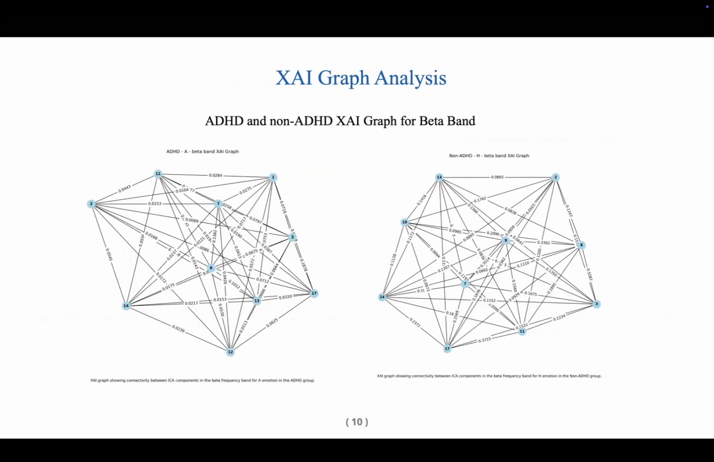The XAI graphs here provide a detailed visualization of connectivity patterns for the beta frequency band across ADHD and non-ADHD groups. The graph on the left represents the ADHD group, while the one on the right shows the non-ADHD group. These graphs highlight coherence value between XAI components, illustrating how neural circuits interact. Notably, the ADHD group exhibits distinct connectivity patterns with reduced coherence in some connections, suggesting potential impairments in cognitive control and emotional regulation. These findings reinforce the hypothesis that beta band connectivity is a key differentiator between ADHD and non-ADHD individuals.